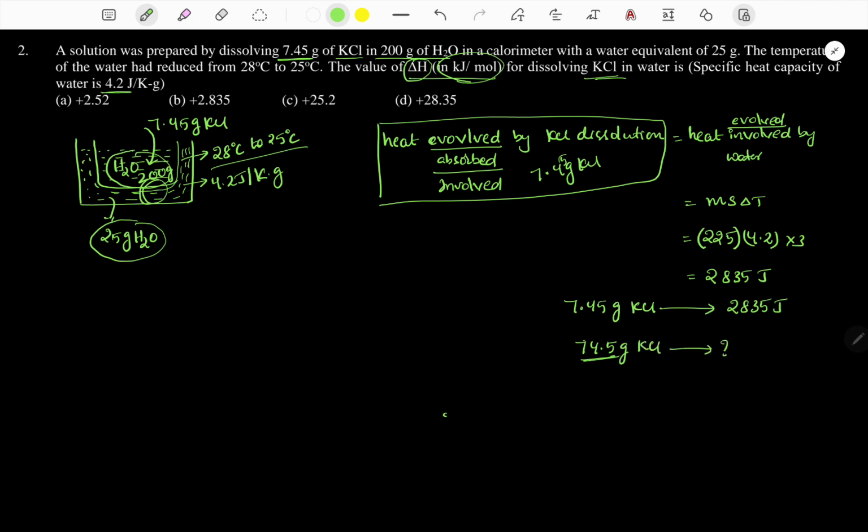For 74.5 grams of KCl, how much heat is involved? Therefore, heat is 28,350 joules per mole. That means 28.35 kilojoule per mole. It is option D.